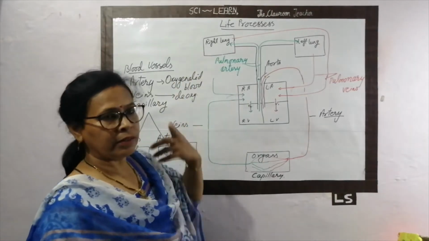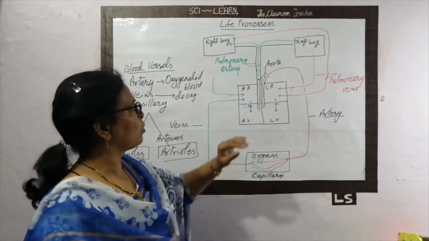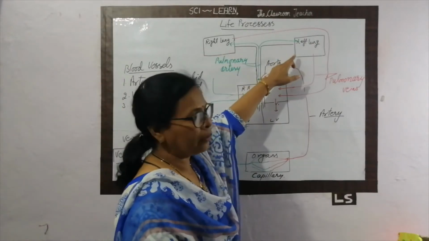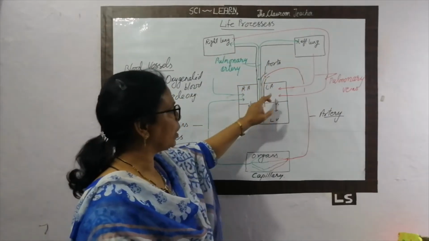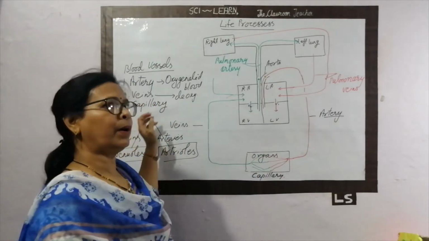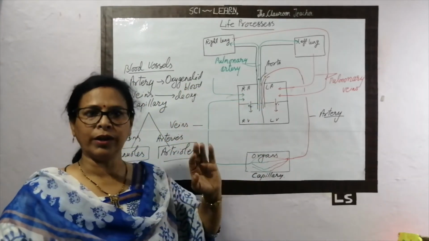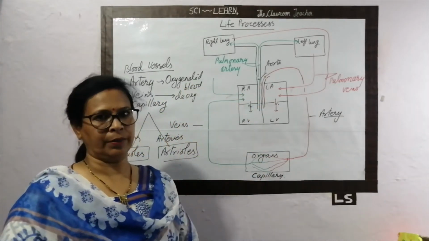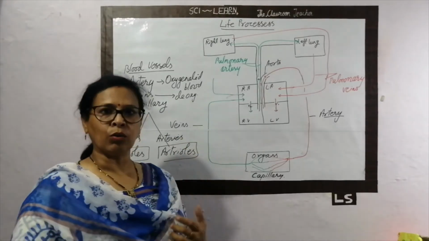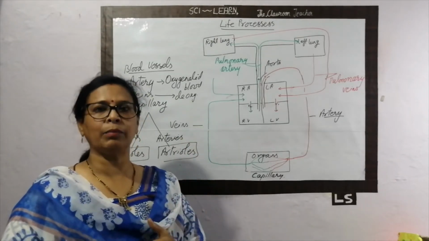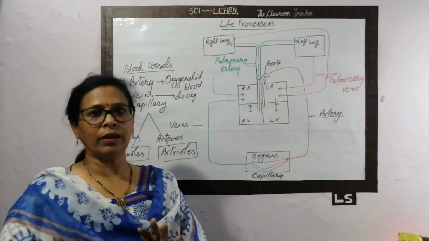Okay, the double circulation is clear here. Double circulation: one from heart to lung and lung to heart, and second from heart to other parts of the body and other parts of the body to the heart. So in our body, there is double circulation. This is all about the circulation of blood with the help of a pumping organ that we call the heart.